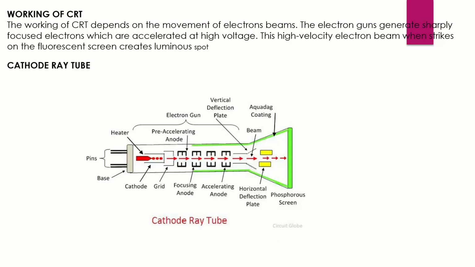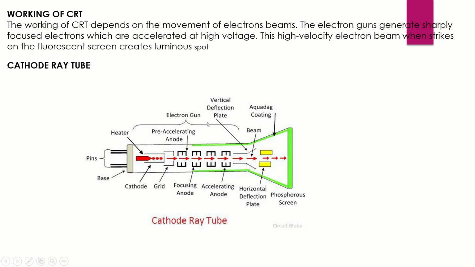Next is the working of CRT. Working of CRT mainly depends on the movement of electron beams. The electron guns generate sharply focused electrons which are accelerated at higher voltage. This higher voltage electron beam hits the fluorescent spot, which converts the electrical energy to light energy.